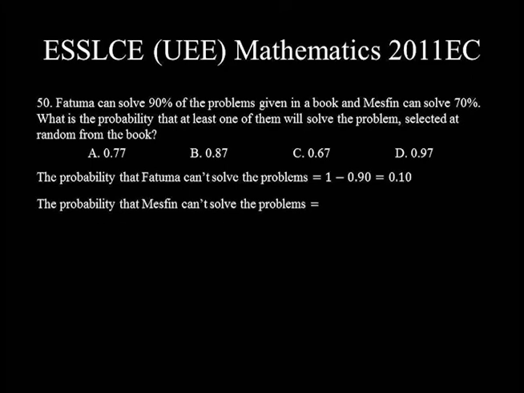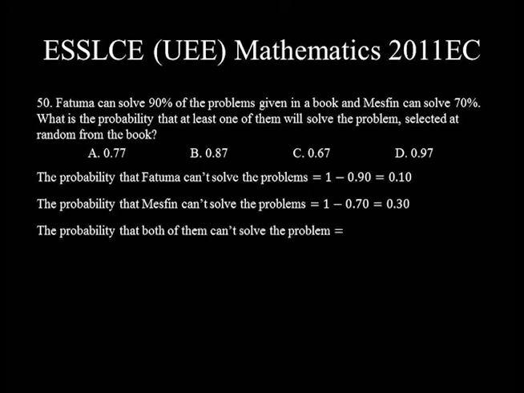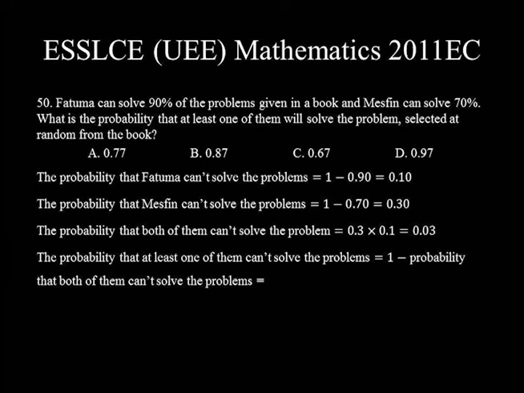The probability that Masfin can't solve the problem is equal to 1 minus the probability that Masfin can solve the problem, that's 0.7, which is equal to 0.3. The probability that both of them can't solve the problem is equal to 0.3 times 0.1, that's 0.03. So the probability that at least one of them can solve the problem is equal to 1 minus the probability that both of them can't solve the problem, which is equal to 1 minus 0.03, that is 0.97. Choice D is the correct answer.